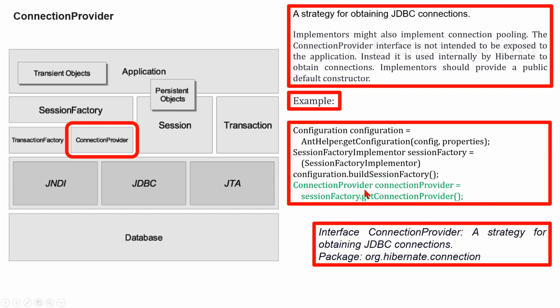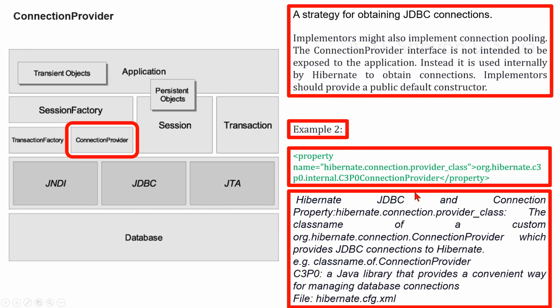Interface ConnectionProvider, a strategy for obtaining JDBC connections. This is in package org.hibernate.connection. As an example too, we can consider this segment in hibernate.cfg.xml file. Here you can see Hibernate JDBC connection property hibernate.connection.provider_class.